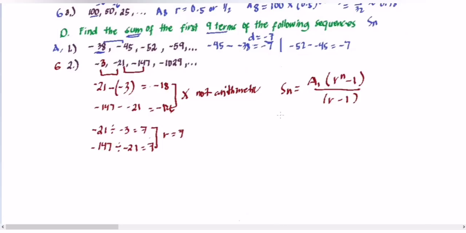So, kunin natin S, yung n pagta natin kung ilang terms yung ina-add natin. So, 9 terms. So, S sub 9 equals, the first term is negative 3. And then, yung R natin ay 7. So, 7 raised to yung n natin ay kung ano yung nasa subscript. So, copy natin yung 9. Then, minus 1 sa baba. Okay? All over, R natin ay 7 ulit. Minus 1. Then, i-compute natin sa calculator.